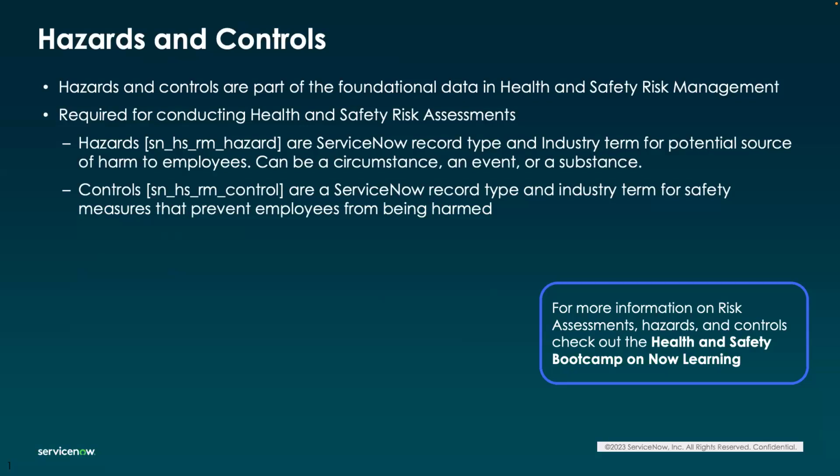Next, in terms of data that needs to be set up before a health and safety implementation are our hazards and controls. So these are used throughout our health and safety risk management feature. Hazards are essentially any potential source of harm to an employee. So it could be a circumstance, an event, or a substance. A hazard could be poor air quality, for example. Controls are things that are put in place in order to mitigate the impact on an employee's health or safety. So say, for example, the hazard is poor air quality. The control might be wearing a face covering at work.